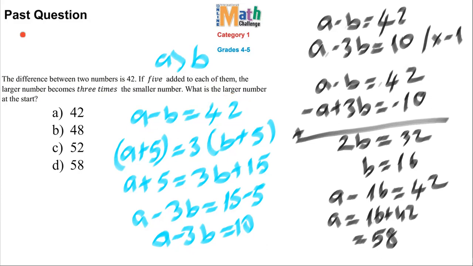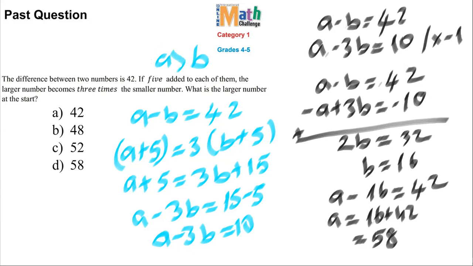Then, if 5 is added to both, so I add 5 to A and 5 to B, the larger one becomes 3 times the smaller one. So this is the larger one, 3 times the smaller one. This is the second equation. Now the question asks, what is the larger number at the start? So they ask, what is A?